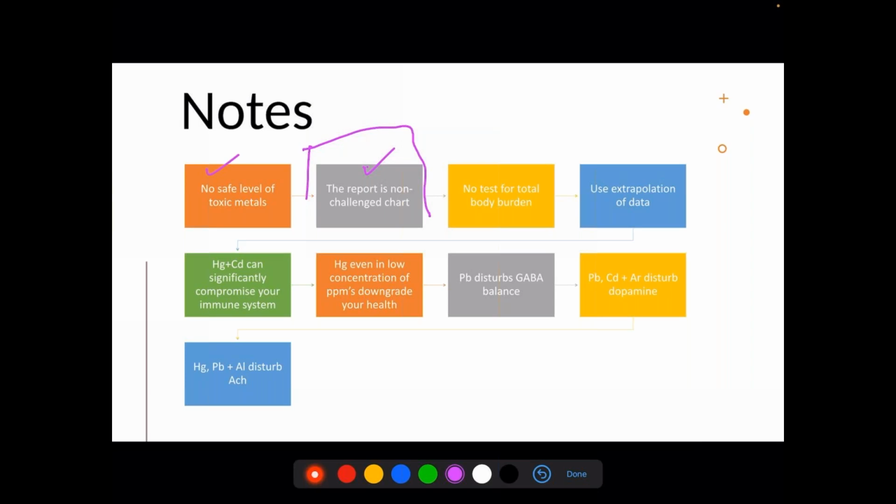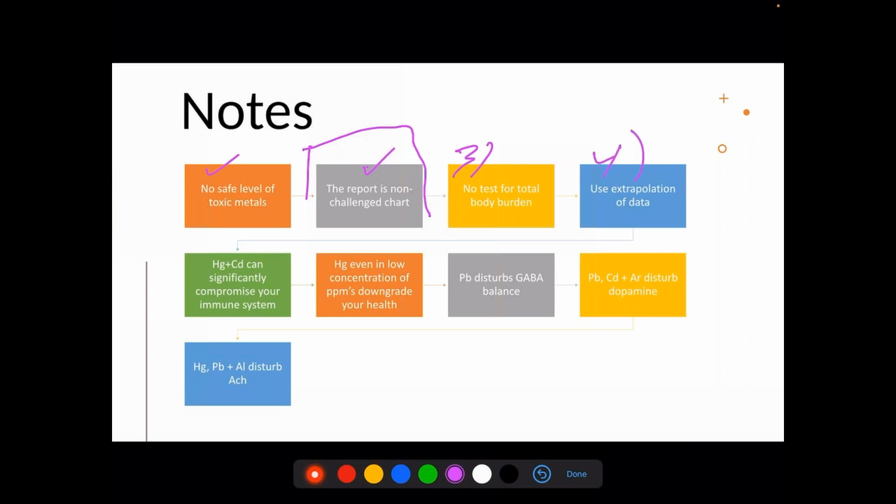The third thing, which I will say another time as well, is there is no test for total body burden. There is no test that we can do and say, oh, you have 18 grams of mercury, you have 32 milligrams of lead. There is no test. The test is done by hypothesis, by reductive analysis, and specifically by extrapolation of the data. I will show you that in a minute, which brings that point up.